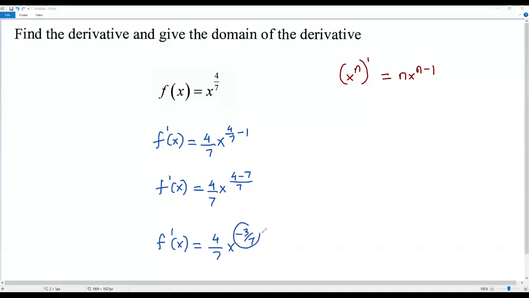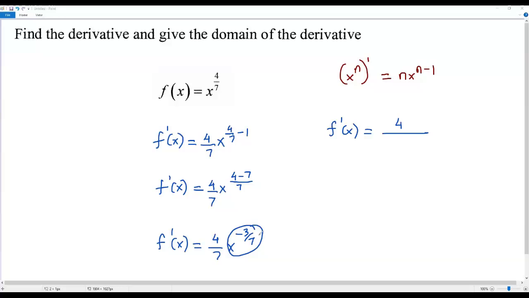Here the exponent is negative. When giving a final answer to a math problem, usually we don't give the exponent as a negative value. So even if we get the final answer with a negative exponent, we'll convert it to a positive exponent. How can we convert this negative exponent, negative 3 over 7, to positive? Very simple. Just move this term to the denominator. f prime of x equals 4 over.